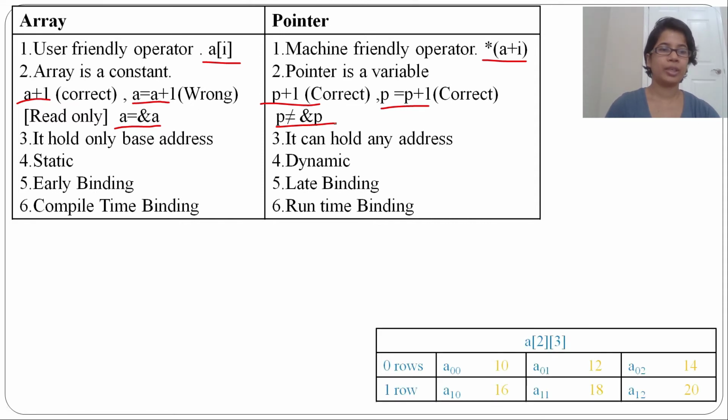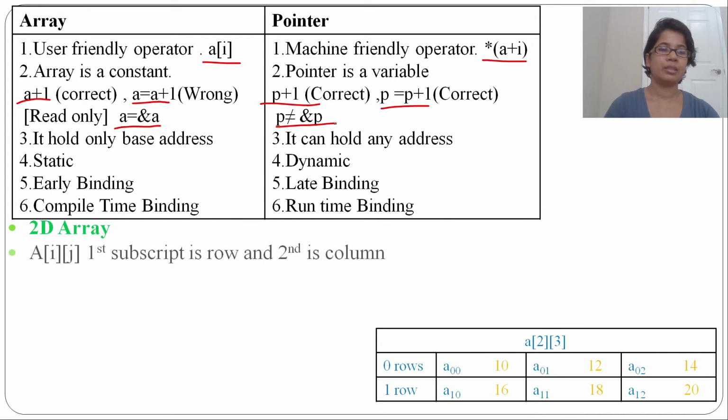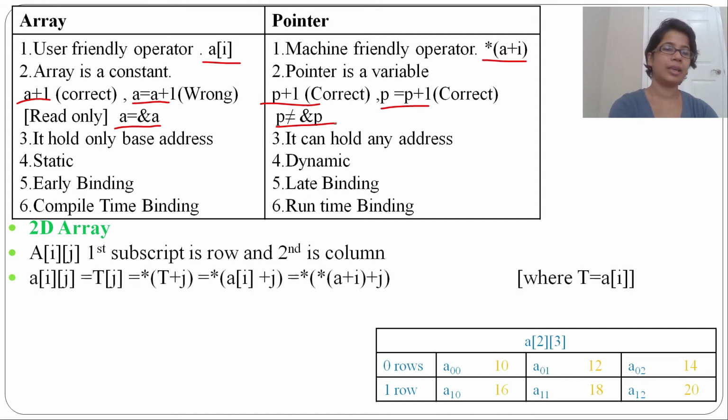So let's start 2D array. In a 2D array, there are two subscripts. The first subscript is for the row, the second subscript is for the column. So A[i][j], you can write as, suppose t equal to A[i], then in place of A[i] you can write t[j]. In place of A[i] you just substitute t, so we can write t[j]. And we know in a 1D array t[j] you can write as *(t+j). So in place of t now we can replace A[i], so it will be *(A[i]+j), and this A[i] you can write as *(A+i).